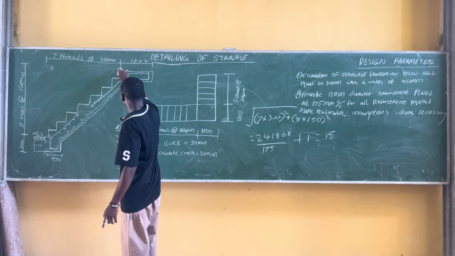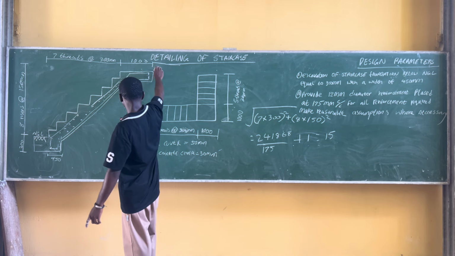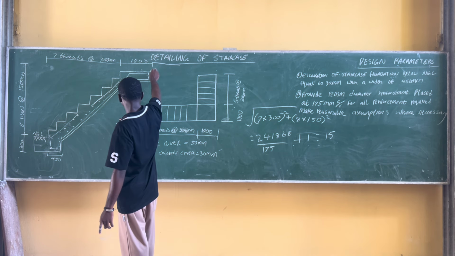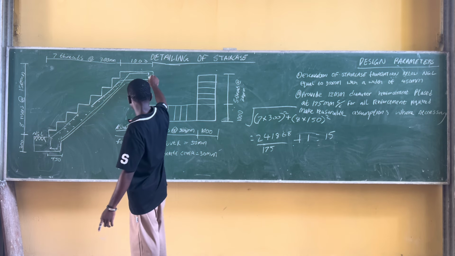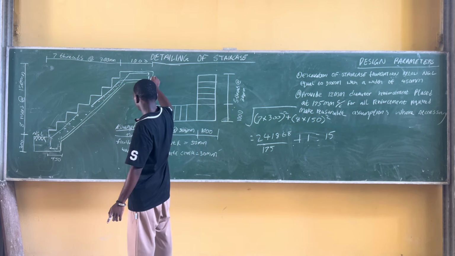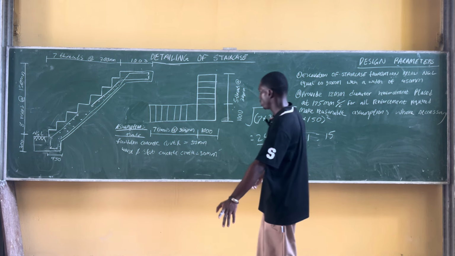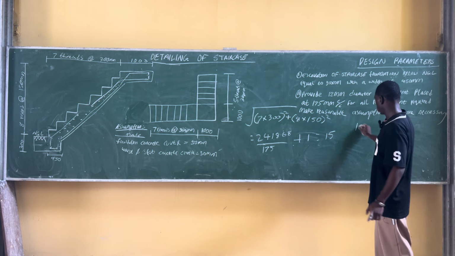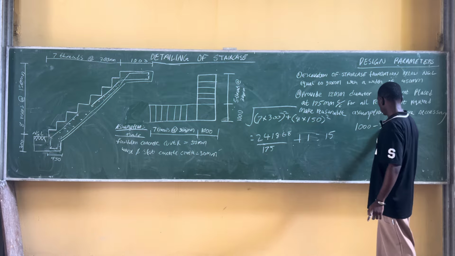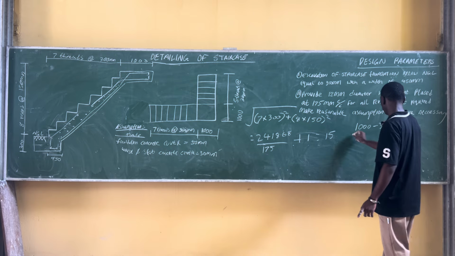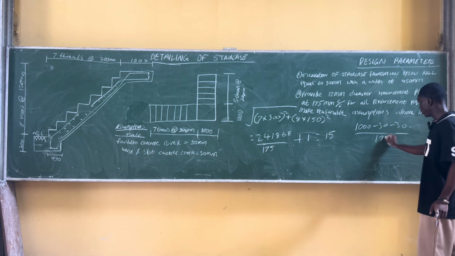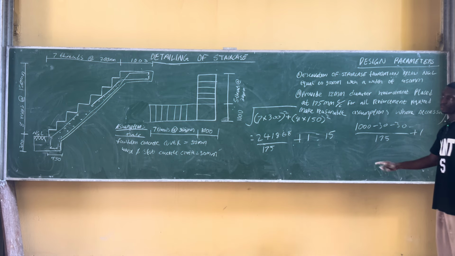Now they give us this thing here. From this particular landing, they give us the distance. The distance from the landing is 1,000. I remember our concrete cover is 30. Y here is also 30. You're going to do 1,000 minus 30 minus 30, divided by 175 plus 1. What are we getting?